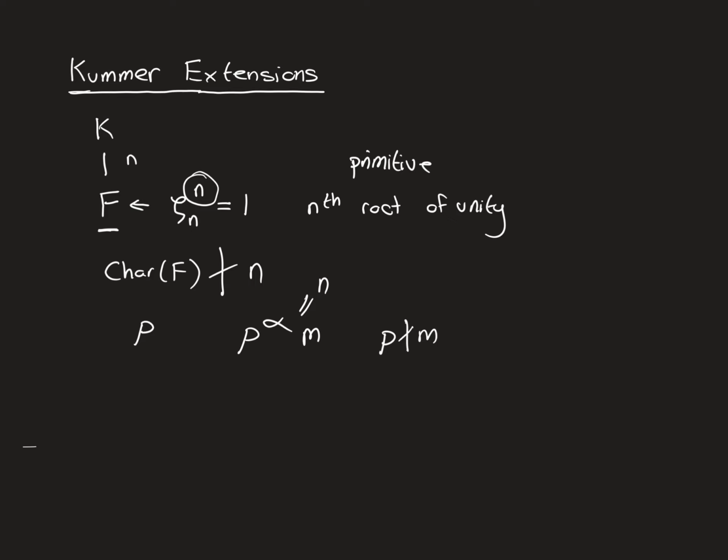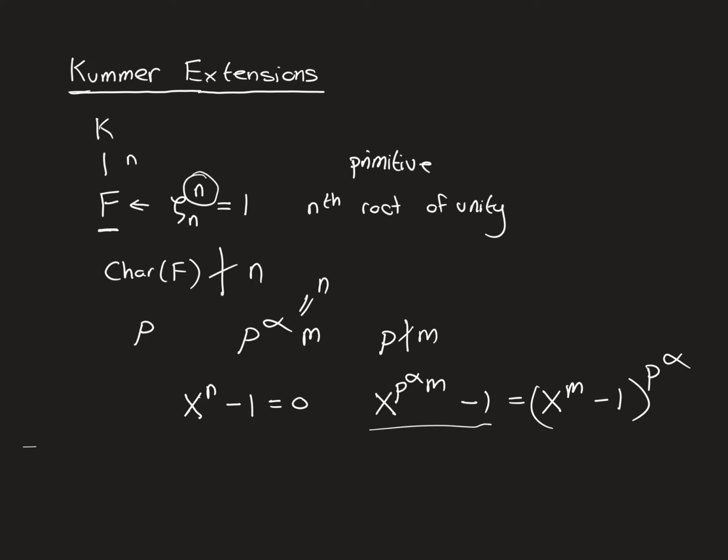does divide n, the problem you get is that that field can't contain a primitive nth root of unity, because if it did, it would be a solution to the equation x to the n minus 1 is equal to 0, so it would be a root of this polynomial. But the problem is that that polynomial is x to the p^alpha m minus 1, so I've just substituted in n is equal to p to the alpha times m, and now this factorizes in characteristic p to (x to the m minus 1) to the power of p to the alpha, because if you expand this in characteristic p, it's just going to give exactly this.